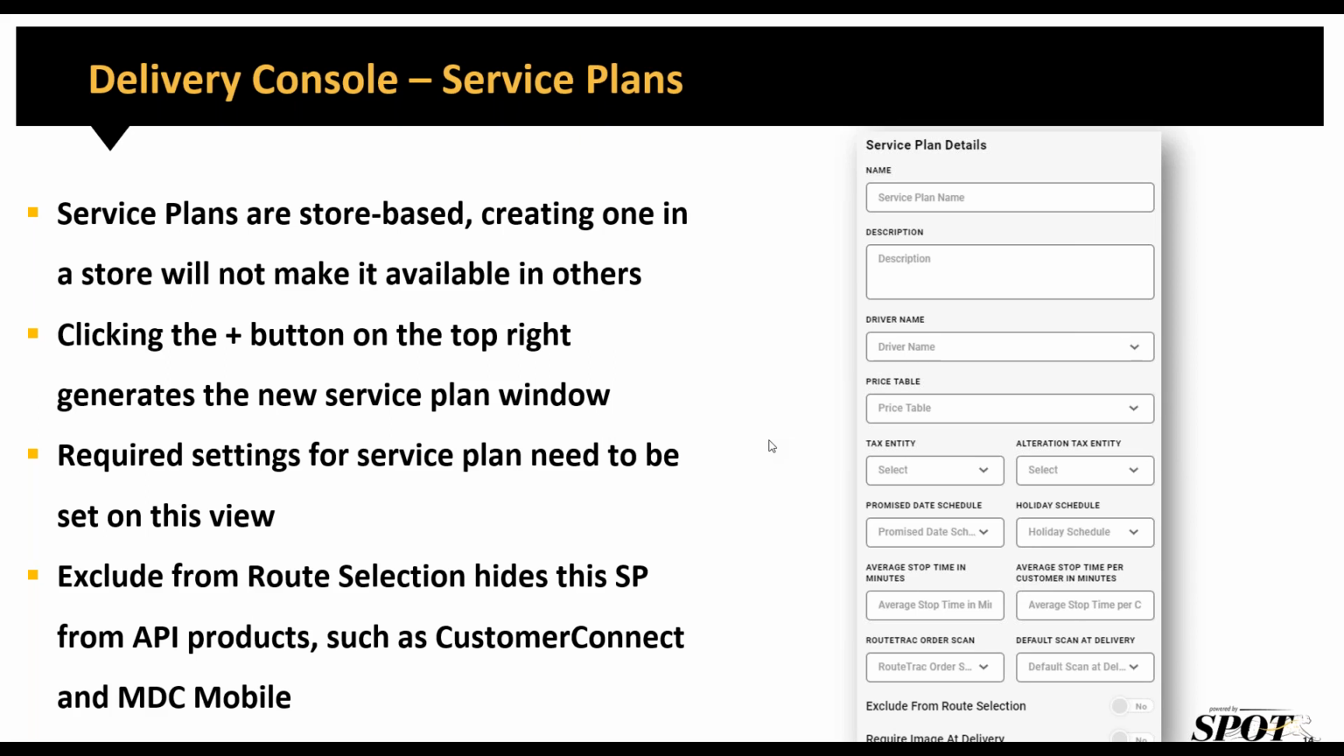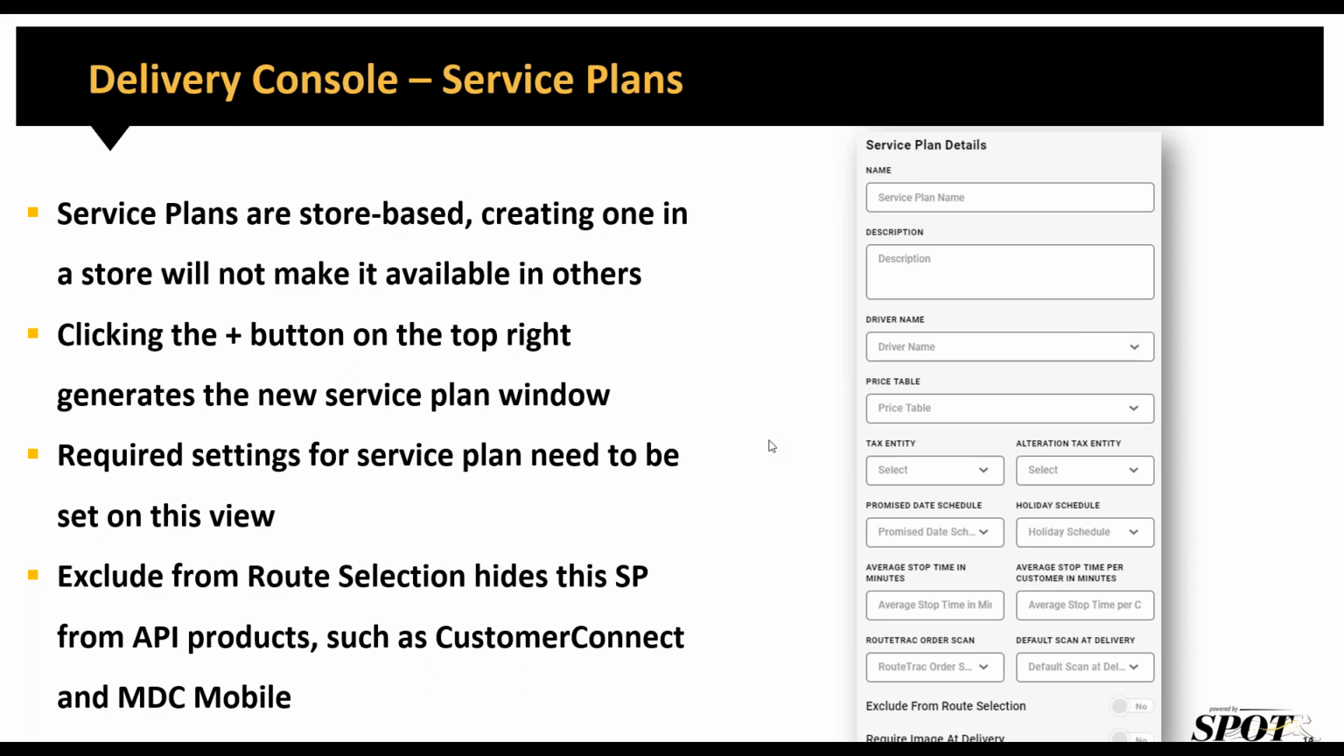The description box does not need to be filled out. That's optional there for you. Driver name, who's going to be the main driver of the route, simple to understand. Price table, are we going to be using a specific price list for these route customers? Tax entity, alteration tax entity, promise date schedule, holiday schedule. I'm pretty sure everybody here understands what all those assignments would do. I can elaborate on the last 4 here.